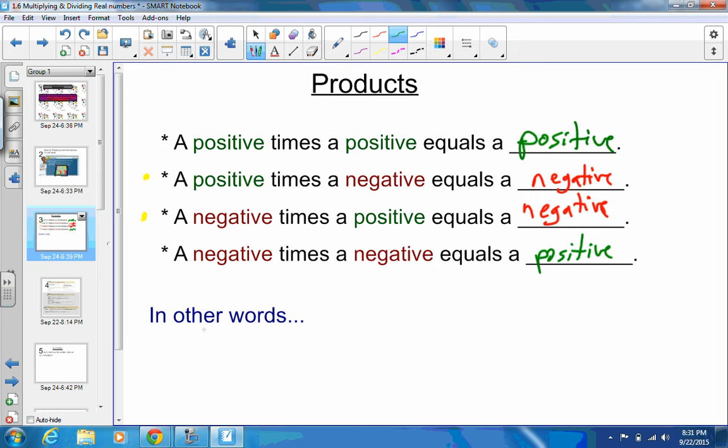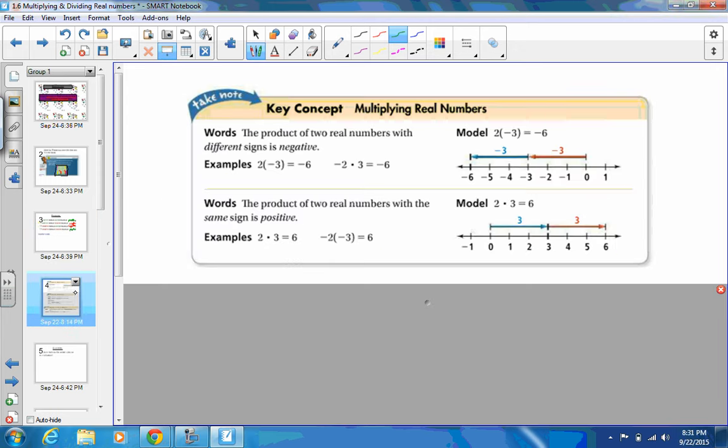So in other words, and I'm going to show you this chart here. In other words, multiplying real numbers, when the product of two real numbers with different signs, the answer is going to be negative. So we have examples here. 2 times negative 3. One is positive, one is negative. You get a negative 6. Or negative 2 times positive 3, you also get a negative 6.